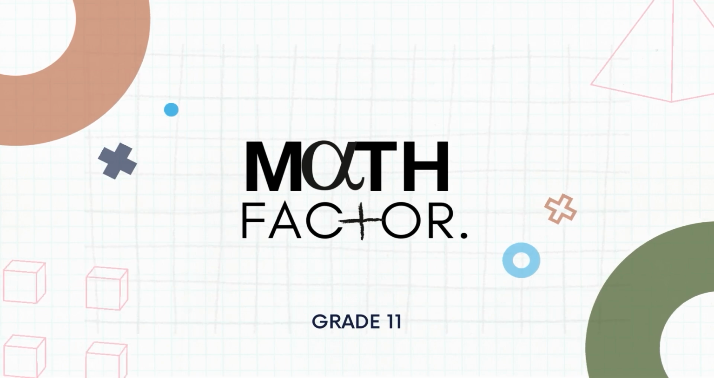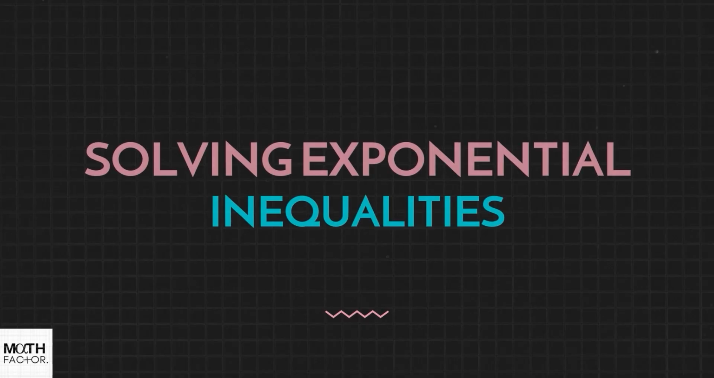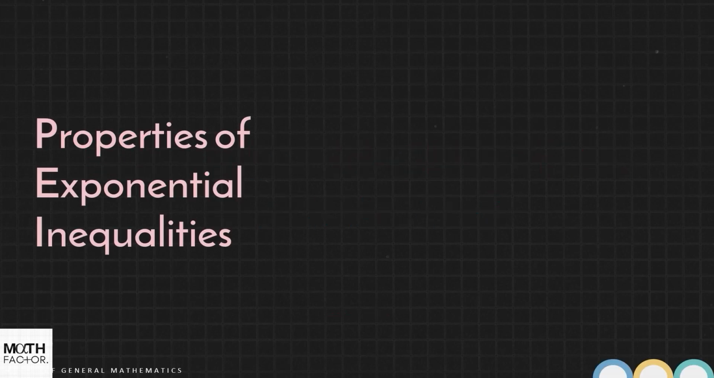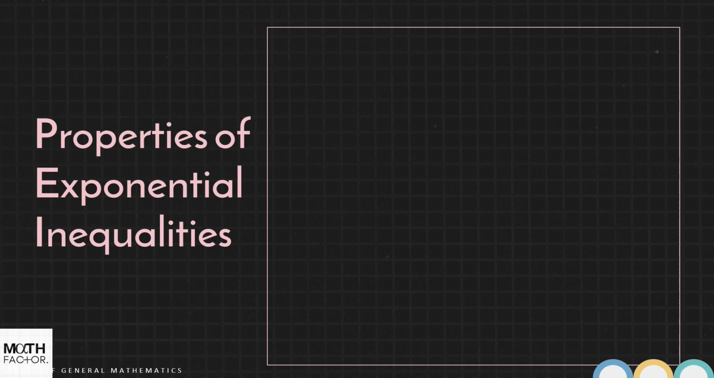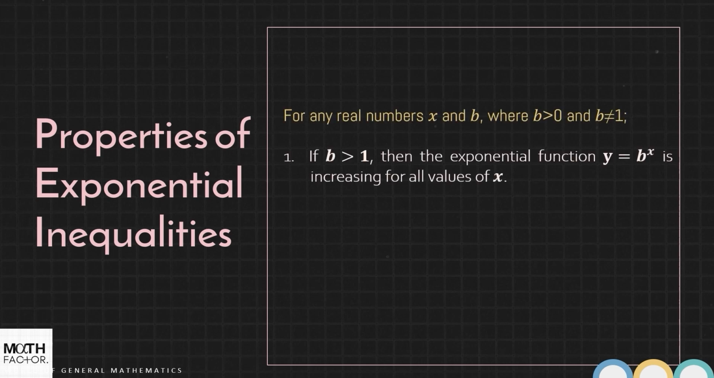Today, we will be focusing on solving exponential inequalities. Let us have first the properties of exponential inequalities. For our first property, for any real numbers x and b where b is greater than 0 and not equal to 1, if b is greater than 1, then the exponential function y equal to b raised to x is increasing for all values of x.